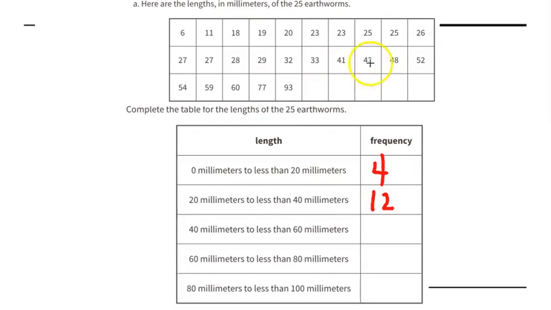40 to less than 60: 1, 2, 3, 4, 5, 6. 60 to less than 80: it looks like we just got 2 there. And then 1 that is 80 or more and less than 100. Okay. Clean that up a bit.